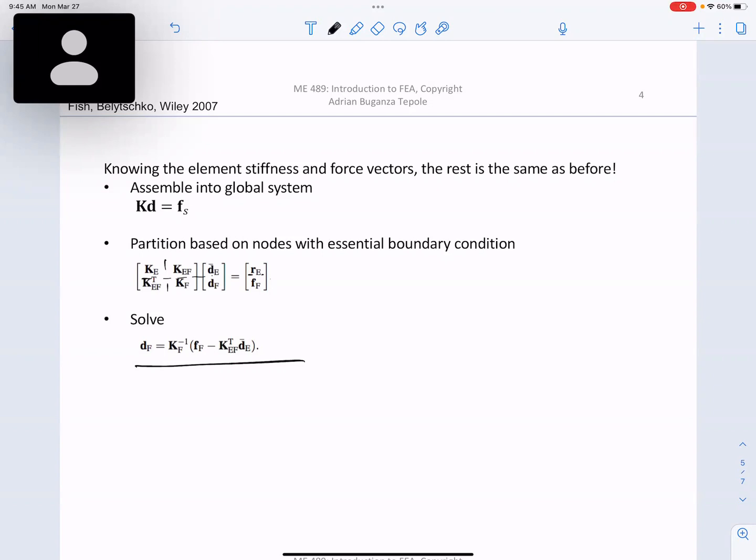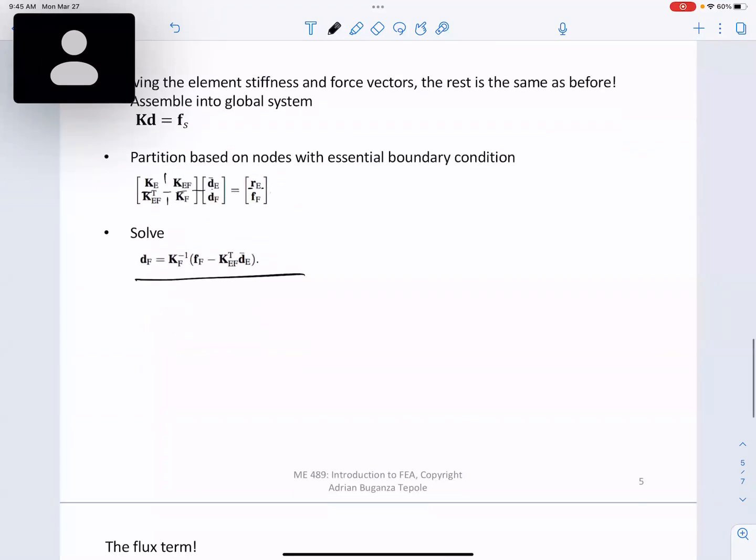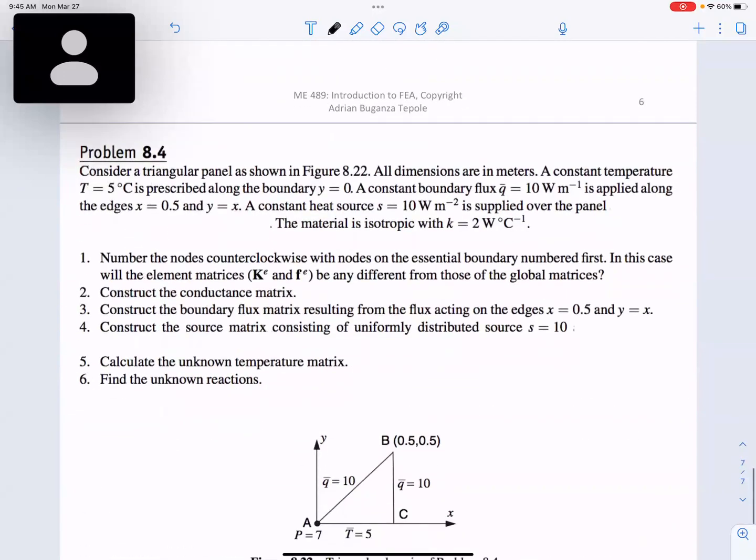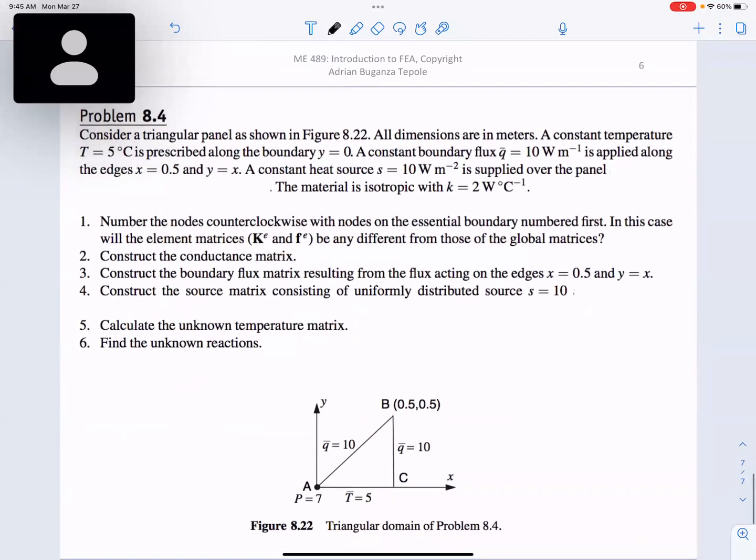So any questions so far about the entire process? Otherwise, we'll just do a few examples. I won't talk about the fluxes just yet. I'll create the force vector of the fluxes, but I'll let you work on this and try to set it up. The only thing that I will do is the Q, the flux vector. That one I'll do.